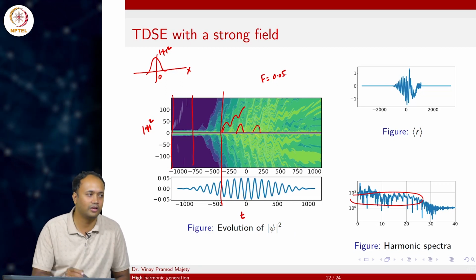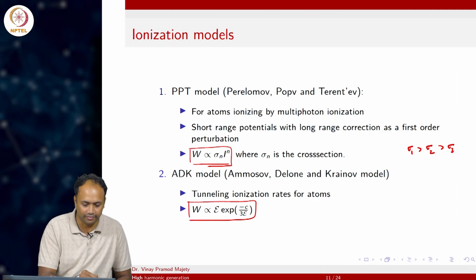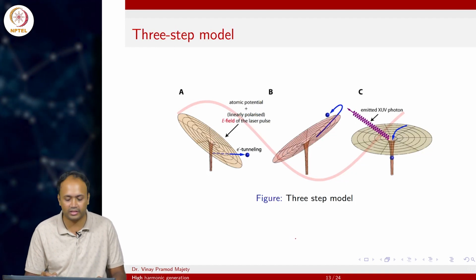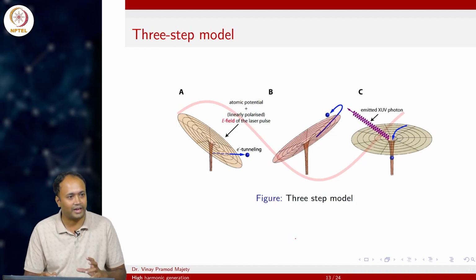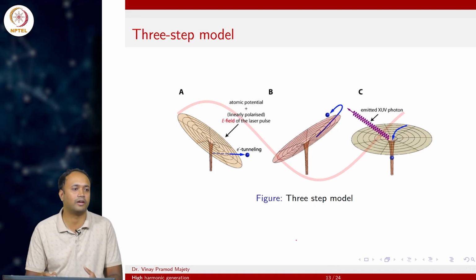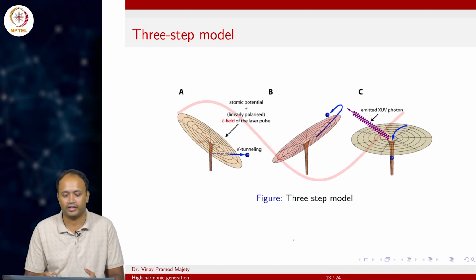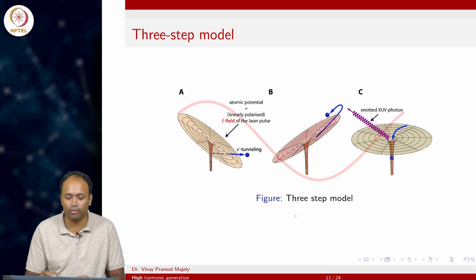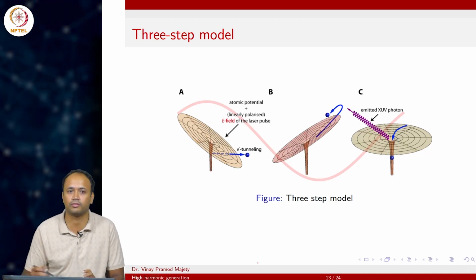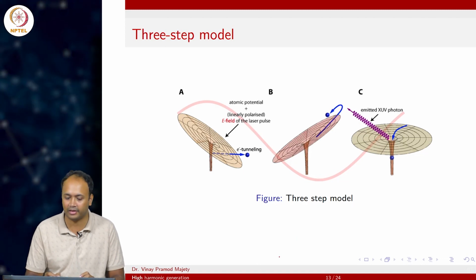You drive it with strong fields and you see this nice picture, which is now the famous 3-step model given by Paul Corkum. Historically, the classical picture was given earlier and the time dependent Schrodinger equation was solved one year later. But the success of this classical model is that some of the important features of the high harmonic generation spectra can be described with a very simple classical model.